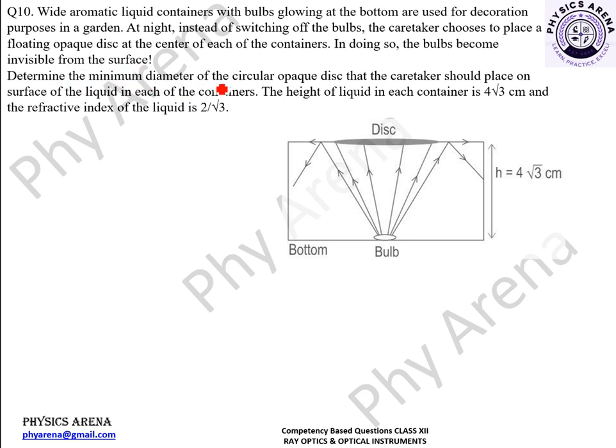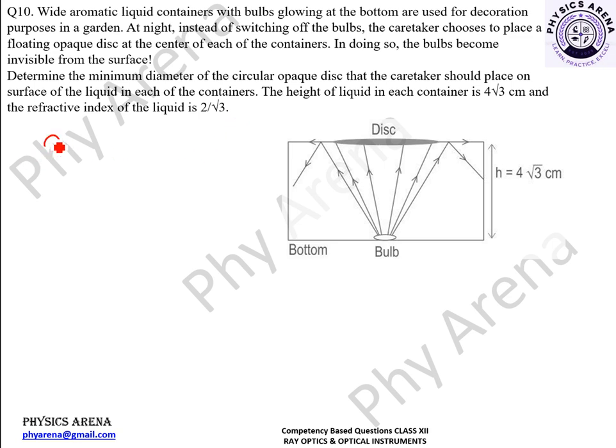Determine the minimum diameter of the circular opaque disc that the caretaker should place on the surface of the liquid in each of the containers. The height of the liquid in each of the containers is 4 root 3 centimeter and the refractive index of the liquid is 2 by root 3.